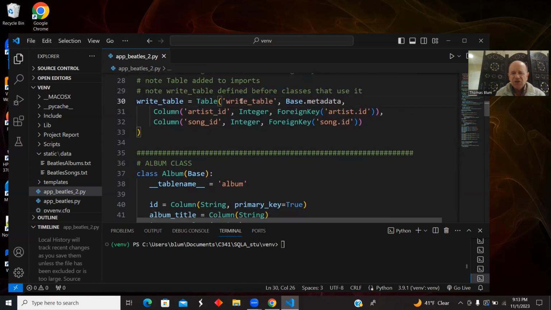And I'm just giving the name of write table, just that the artists write the songs. So this many to many connection is one of writing. So I call it the write table. When you have one of these bridge tables, you can have more than just foreign keys, but this one is just foreign keys. So there's just two foreign keys in this table, an artist ID and a song ID.